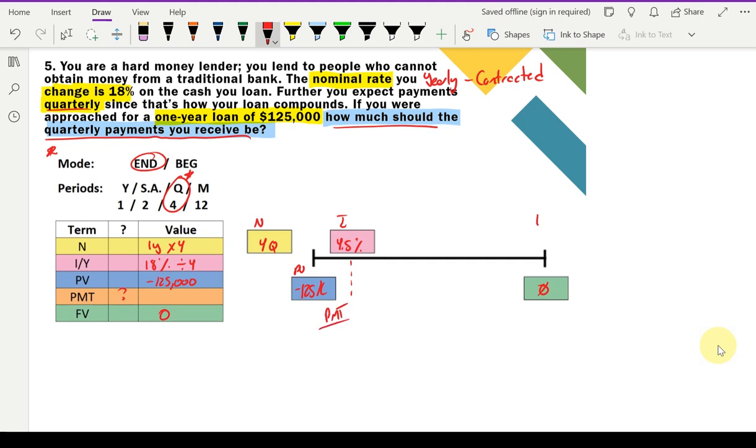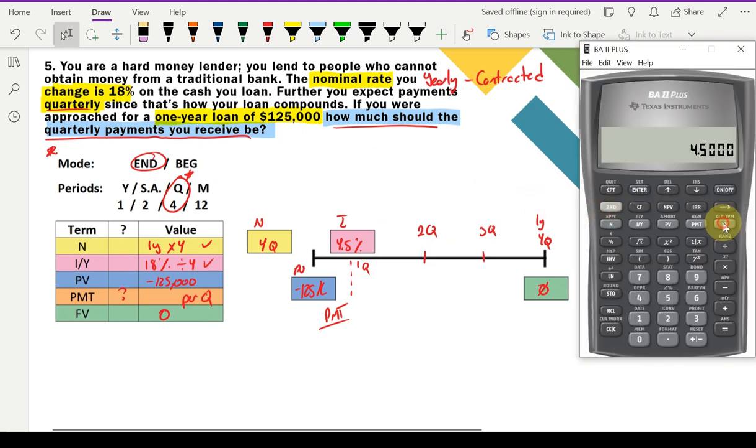So if this is 1 year, this is 4 quarters, and then this is 2 quarters, 3 quarters. Let's call this the first quarter. Okay. All right. So 125,000 that we're loaning out. What is the payment? One thing I want you to know, if you already have the period and the interest rate in the right terms, the payment is going to be per quarter. That's how it'll come out in your financial calculator.